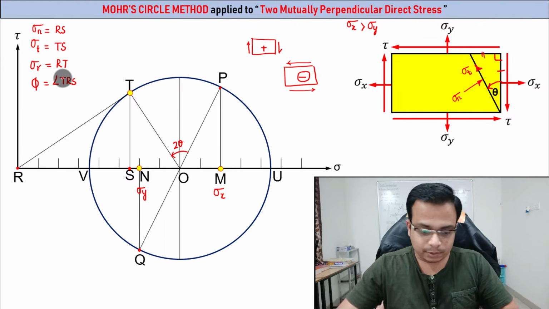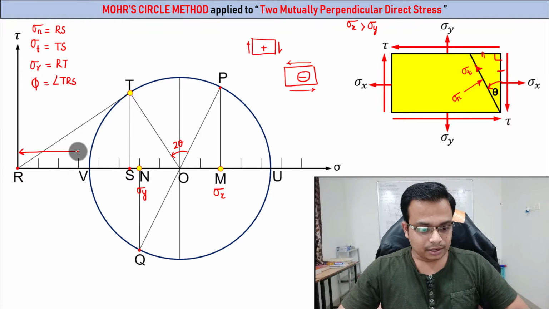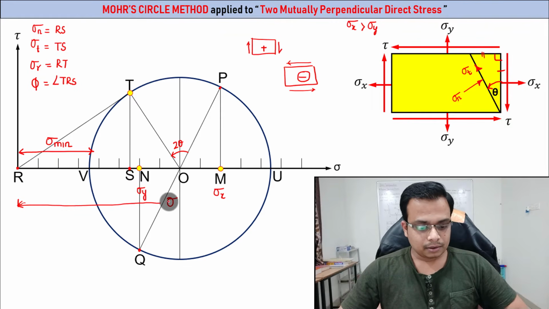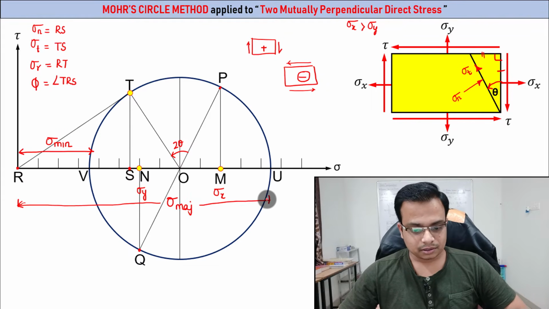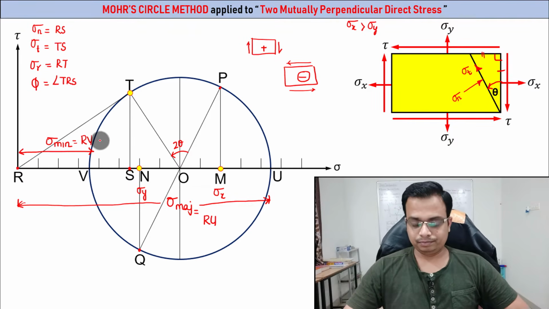Here we go. By the way, this V and U, let me just tell you, this over here, RV, is the minor principal stress, and this over here is the major principal stress. Let me just write this, complete this. So major is how much, that is RU, and minor is how much, that is RV.